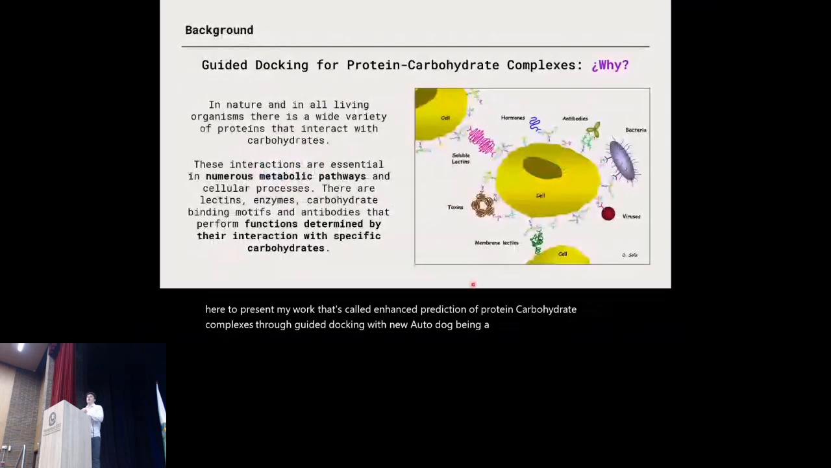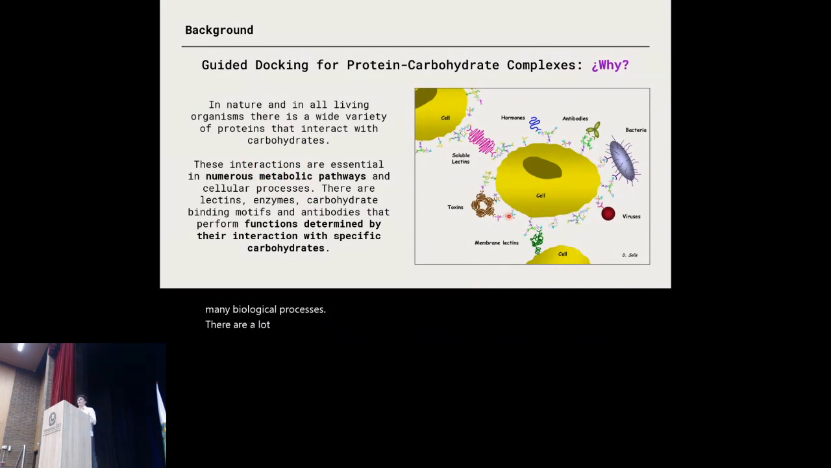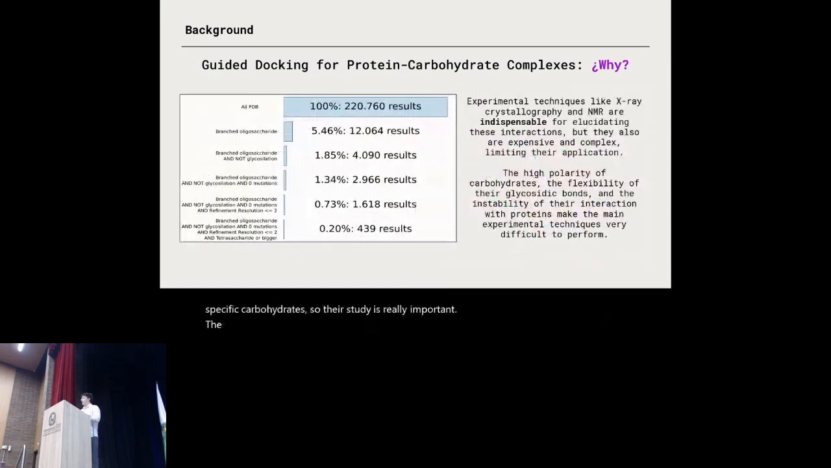First of all, I wanted to tell you the motives of this work. Protein and carbohydrate interactions are really important in many biological processes. There are a lot of metabolic pathways that are regulated by interaction between proteins and specific carbohydrates. So their study is really important. The main experimental techniques are very important to study these kinds of interactions, but at the same time are really limited. The carbohydrates can be really large and flexible molecules, and this makes them difficult to study.